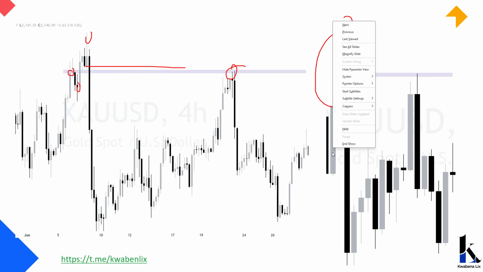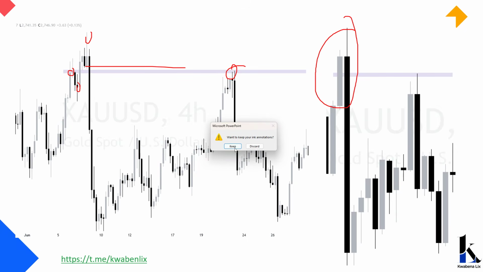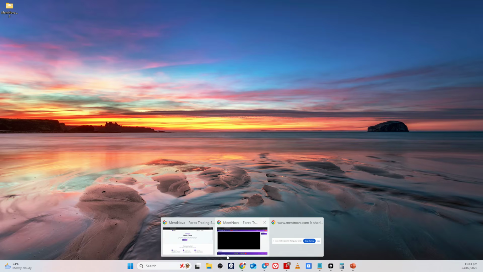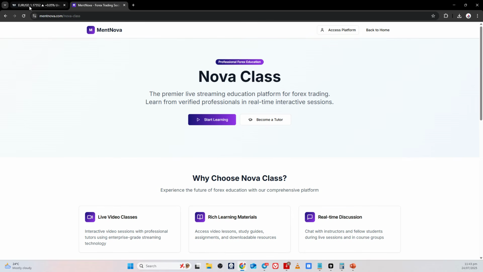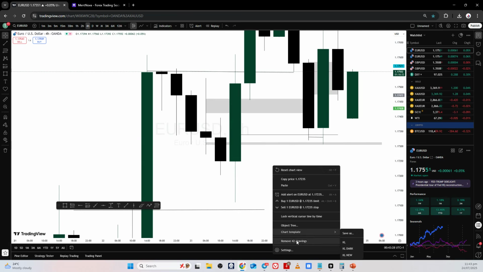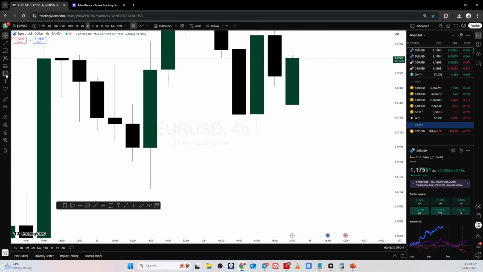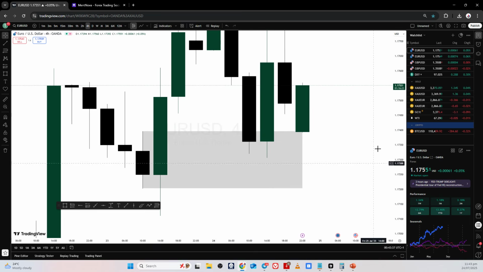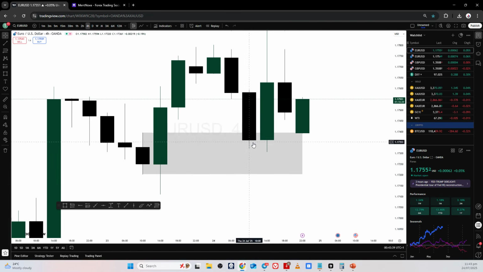All right, so let me show you something that happened today. Okay, all right, so Mint Nova. Watch. Okay, here we have an engulfing. Normally, we are supposed to wait for price to come into this 4 hour engulfing zone, create a 30-minute engulfing before we start looking for a trade.